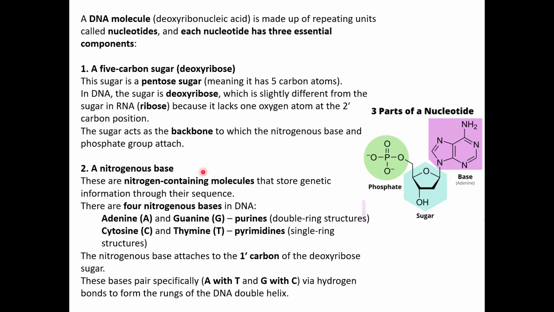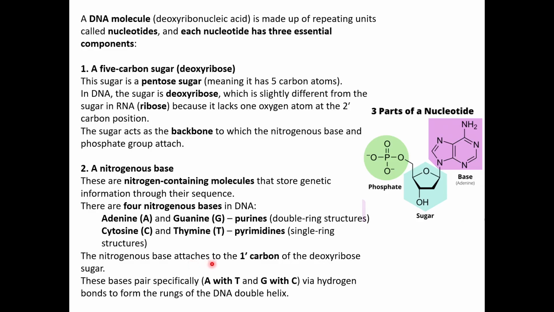It also has a nitrogen base, a nitrogen containing molecule that stores genetic information. These are the bases which define the sequence, and there are four nitrogenous bases: adenine, guanine, cytosine, thymine. So adenine and guanine are purines, and cytosine and thymine are pyrimidines. Adenine and guanine are double ring structures. You can see here there are two rings, whereas cytosine and thymine are single ring structures.